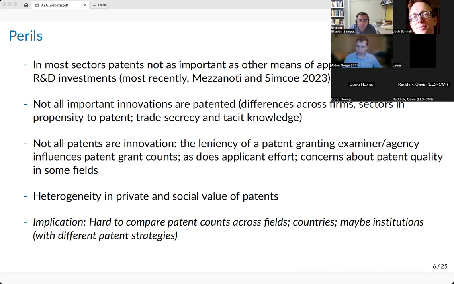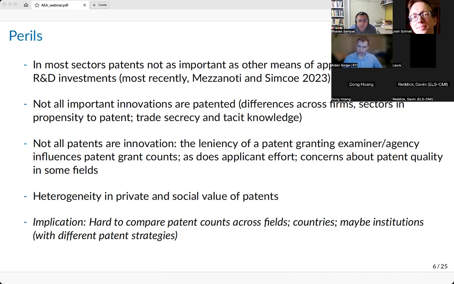I've done some work suggesting that patent examiners vary quite dramatically in their leniency. So in a sense, if you draw one patent examiner, you might get a patent, and if you draw another one, you will not. And applicant effort matters. For the same invention, an applicant that's willing to try harder might be more successful in getting a patent than others. So all that is to say that you can't necessarily compare one patent to another and assume it's the same kind of unit of innovation.